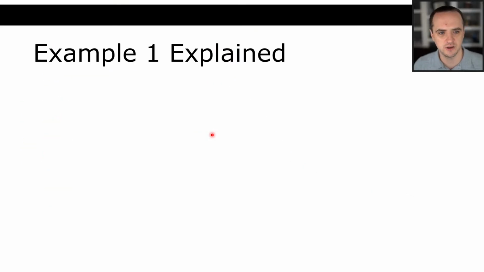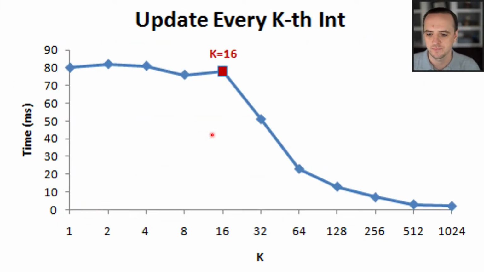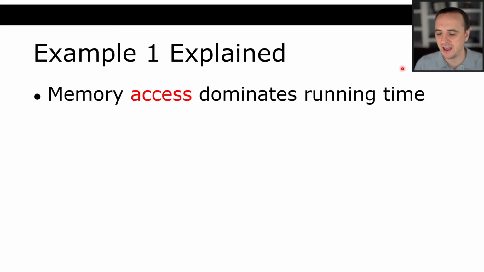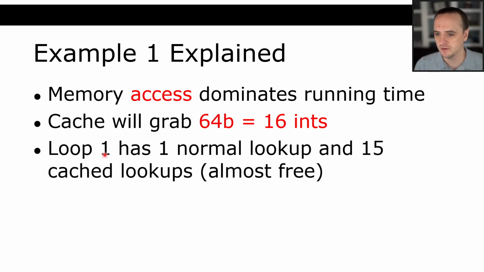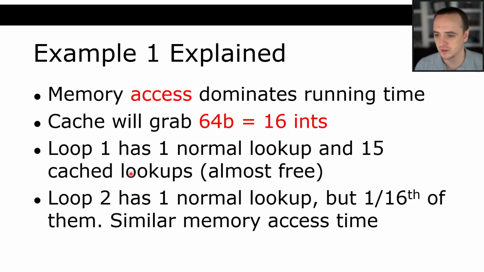Okay, do I have a slide explaining this? No. Oh, yes, I do. Okay, so why is this? Well, memory access dominates the running time. So the cache is grabbing 64 bytes, which is 16 integers. Remember this value, 16? So loop 1 has 1 normal lookup, meaning a cache miss, and then 15 cached lookups, right? Because it gets the first one and all the next, and then the next 15 are basically free.